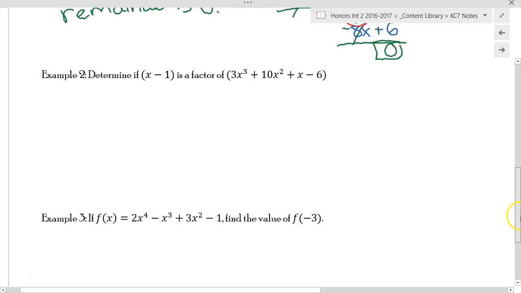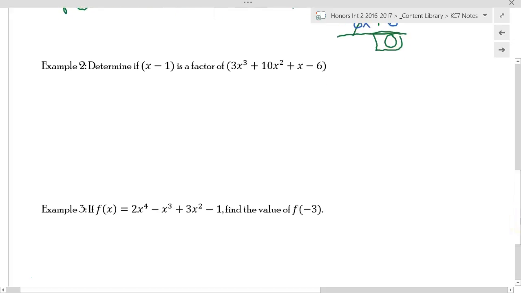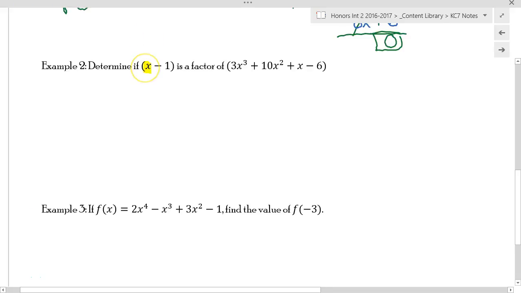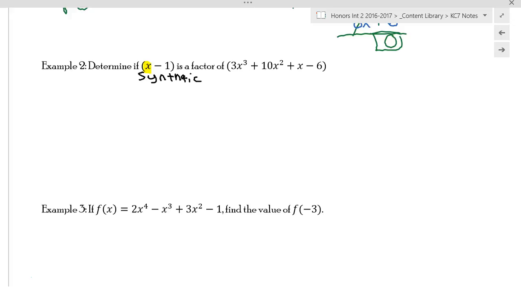Looking at example 2. Now, I'm determining if x minus 1 is a factor of 3x cubed plus 10x squared plus x minus 6. So, now, there's no number in front of x. So here I'm going to use synthetic division. I have an x cubed, an x squared, an x, and then a constant. So I'm not missing any terms. So I'm just going to write a 3, a 10, 1, and negative 6. There's a 1 here. And draw my box.